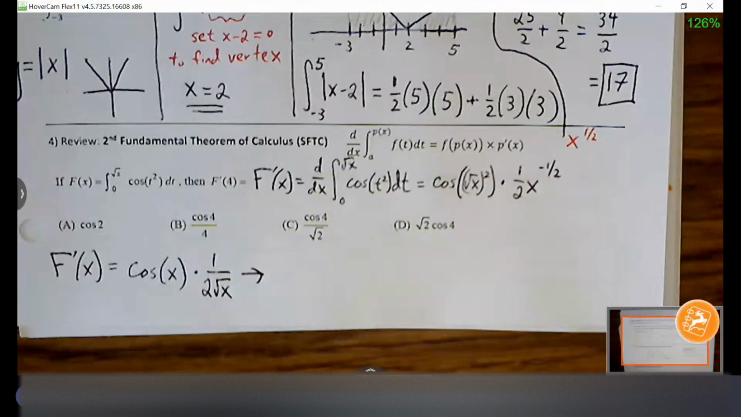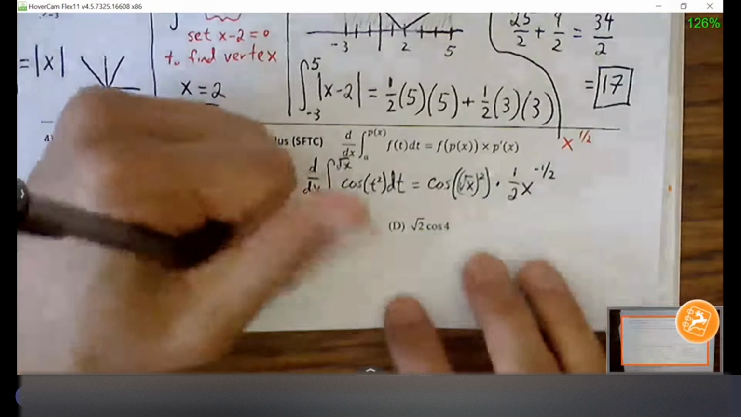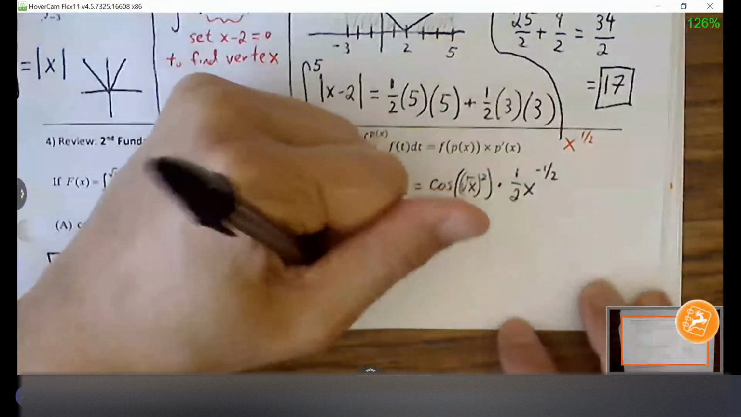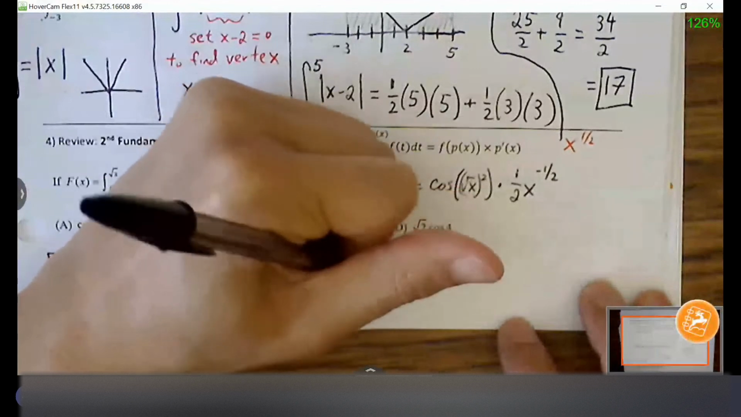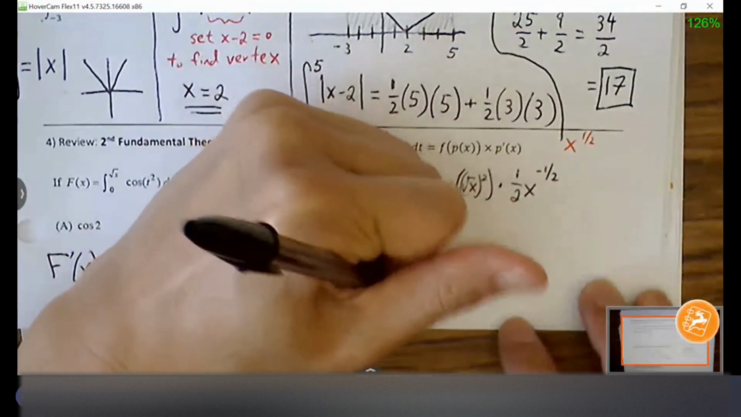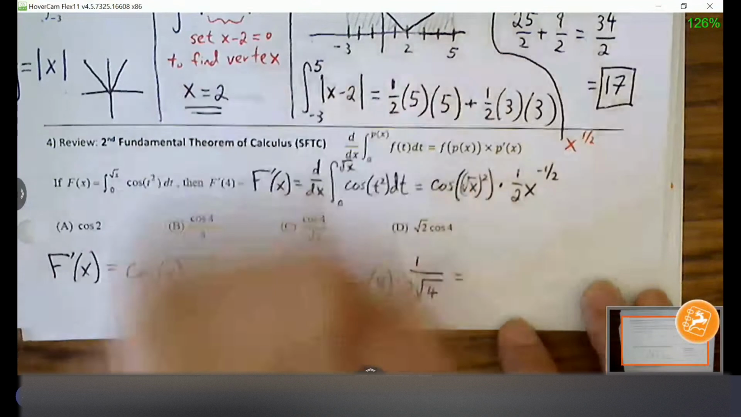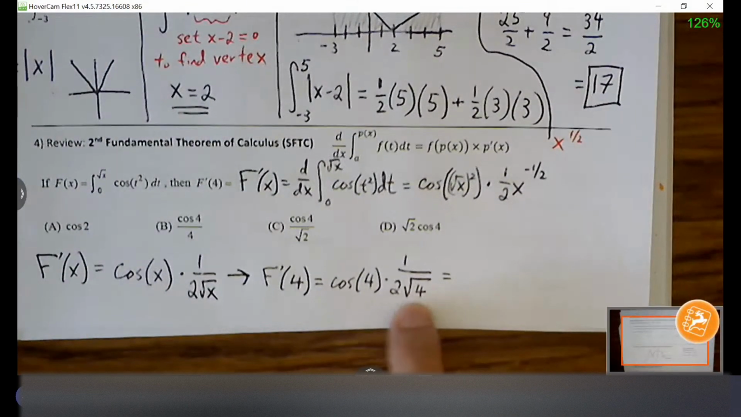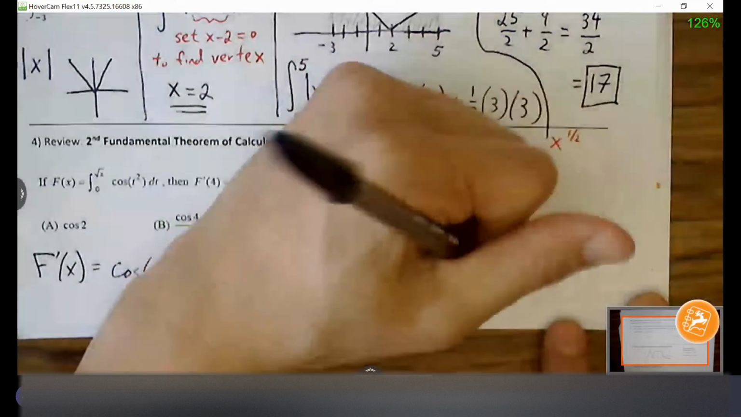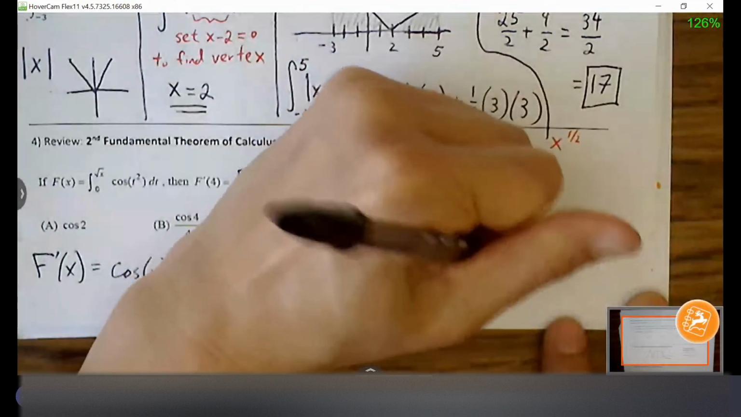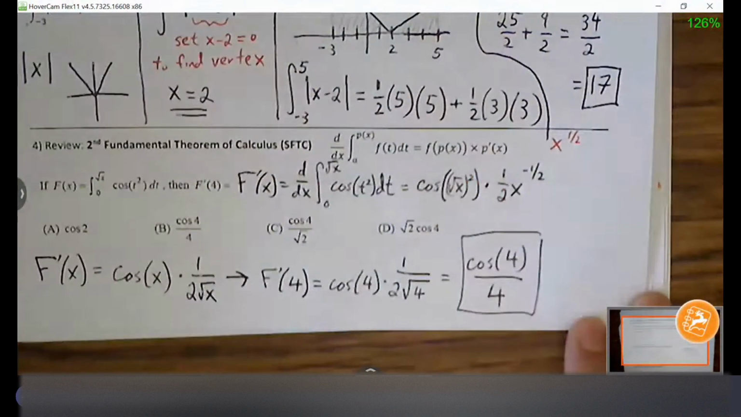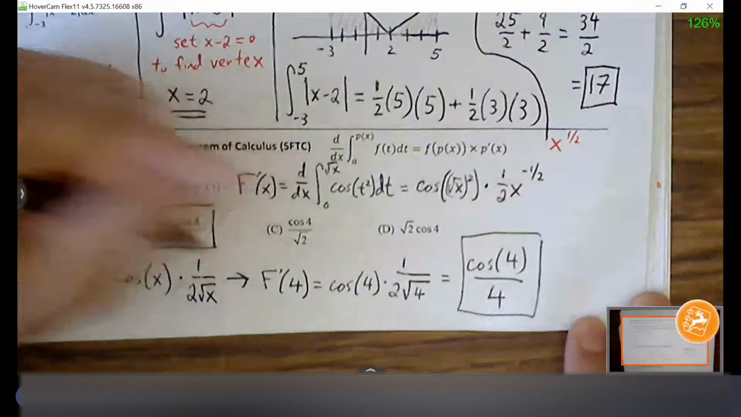Next step, I'm ready for my f prime of 4, so now I can enter in 4. So cosine of 4 times 1 over 2 root 4. All right, do a little bit of cleanup here. Root 4 is 2. 2 times 2 is 4. 4 is going to remain in the denominator. Cosine of 4 over 4 matches my answer choice B.